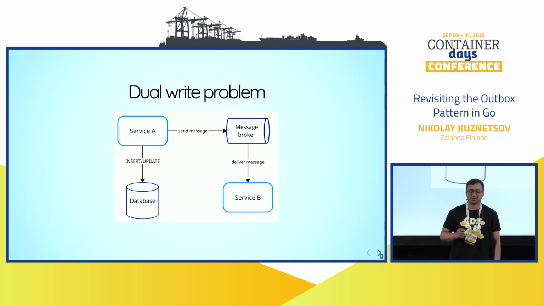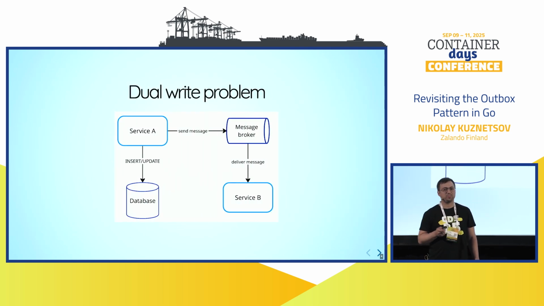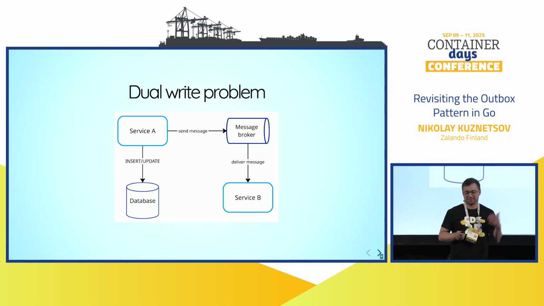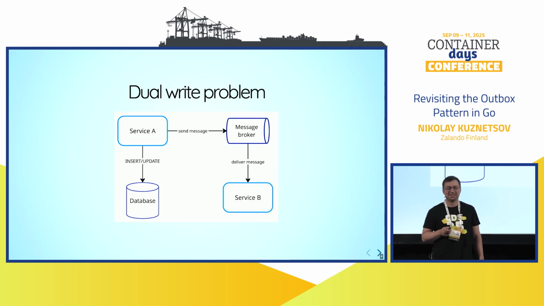So let's start with the problem. What's the problem? The problem is called the dual-write problem. Once we started to build microservices, like 8 years ago or so, we started to get this kind of problem. Before, with a monolith, this problem kind of didn't exist. So imagine there is a service A, which has to do 2 writes, one to a database and one to a message broker.